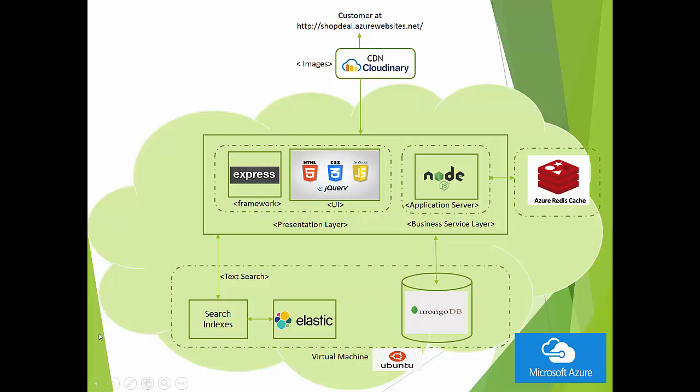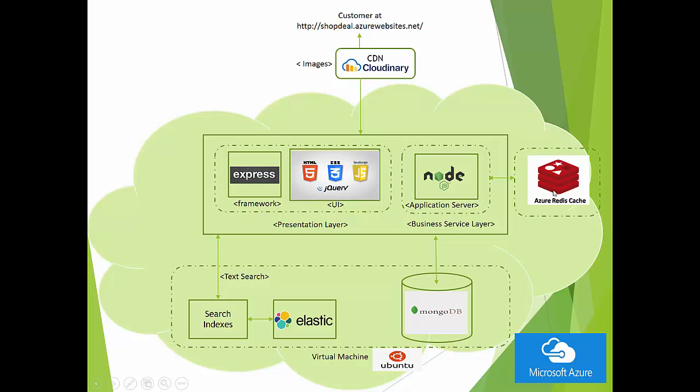This is the architecture of our application. The customer will log in to our website and the images will be displayed to the customer via Cloudinary. Cloudinary is connected to the application, which includes the Express framework and HTML5, CSS, JavaScript, jQuery as the front end. Node.js is the application server.